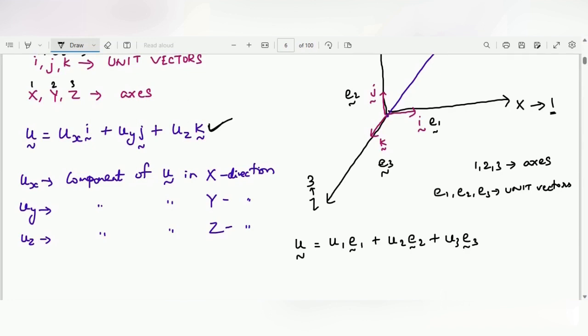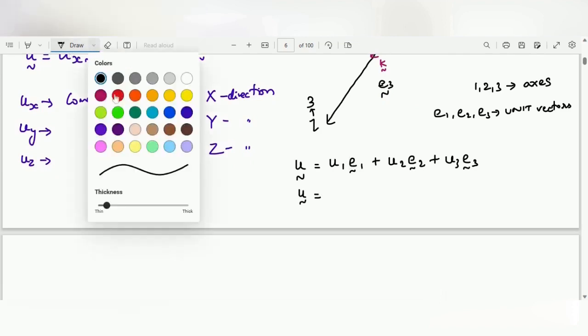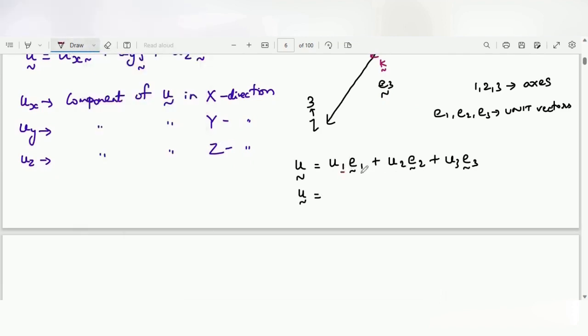So yes, we have done it. We can observe that 1 is getting repeated twice, 2 is repeating twice, and 3 is also repeating. So 1, 2, and 3 are the repeated indices. So we can rewrite u vector as ui ei. That's all.